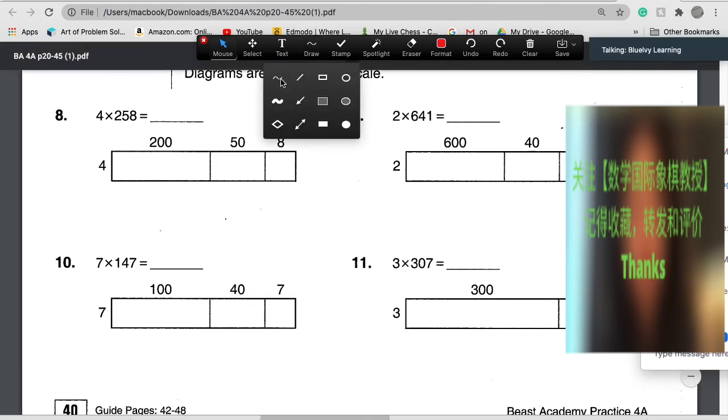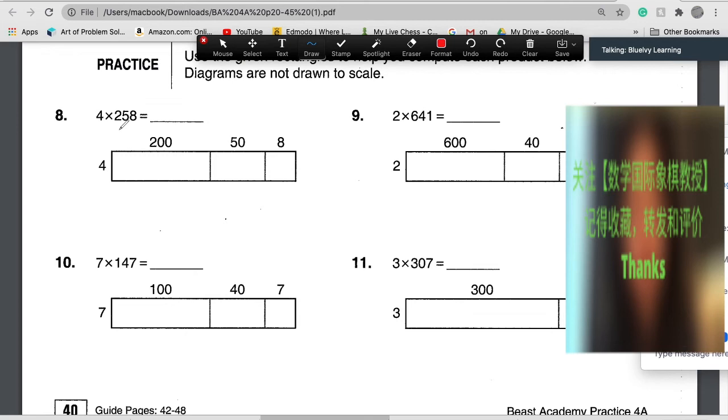What's your answer for this one? See, they separate 258 as 200 plus 50 plus 8. Yeah, Oliver, you're right. Audrey, you're right. So this one will be 800. This one will be 200. This one will be 32. So final answer, that will be 800 plus 200 plus 32. You get 1032. Audrey also got it right. Oliver got it right.